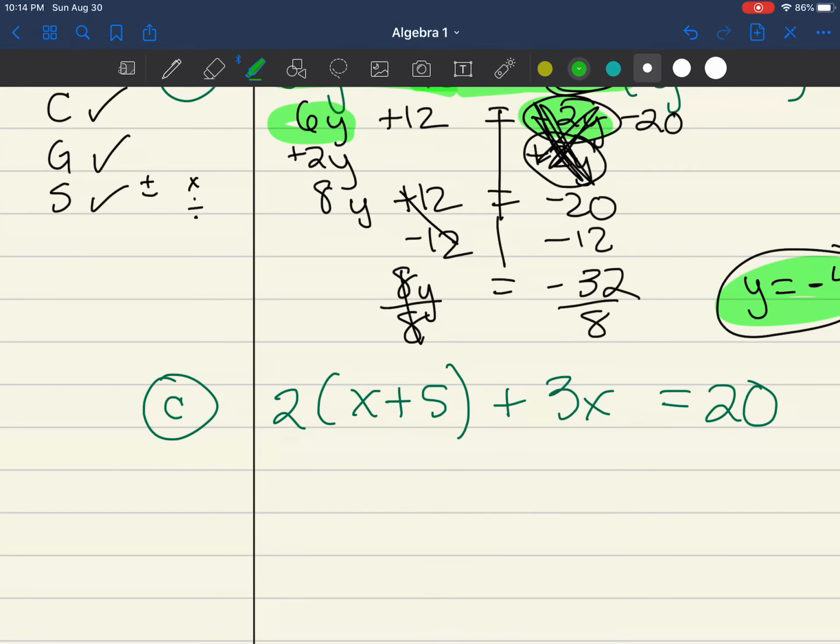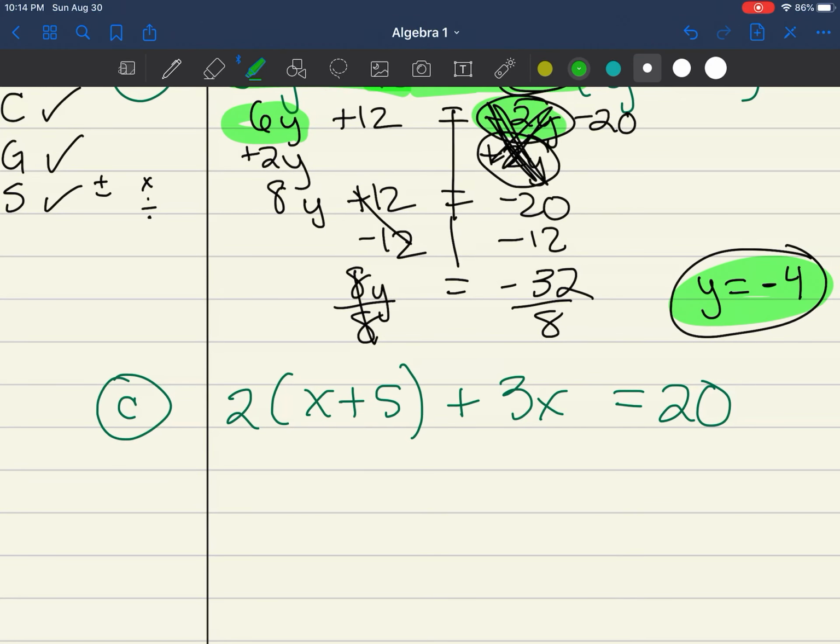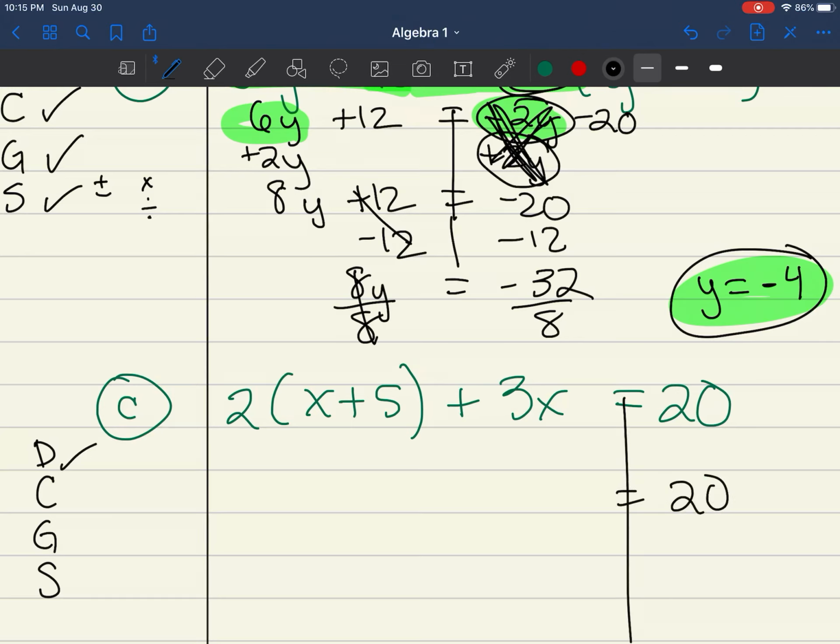All right, last one for example 3. If you're feeling really good about yourself, pause the video and try it on your own. Did Casey go surfing? Definitely have a distributive property here. Now, notice I'm only going to distribute this 2 to the parentheses. You can't go past where the parentheses ends when you distribute. So 2x plus 10, and then just dropping this down, plus 3x.